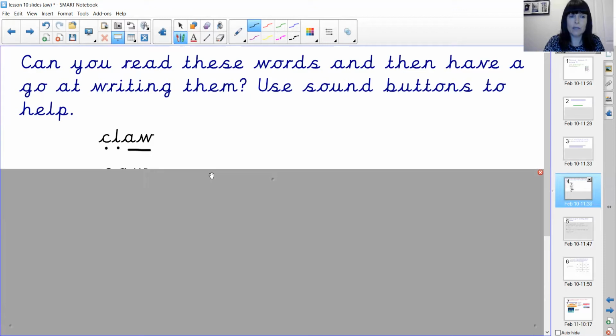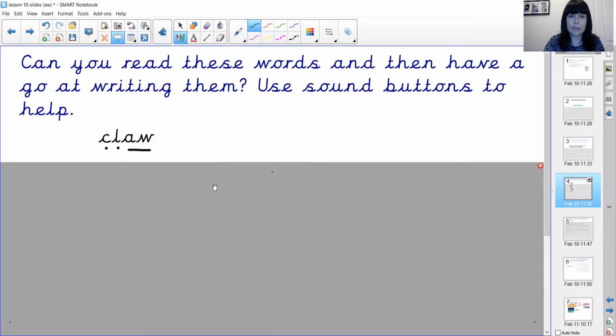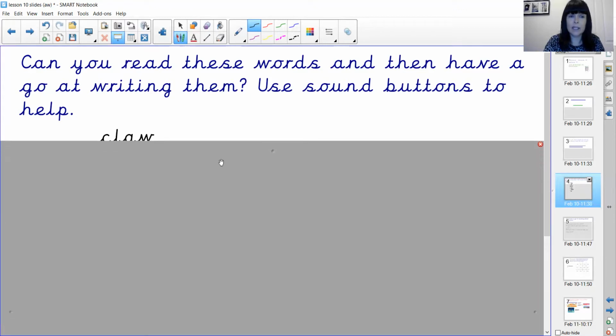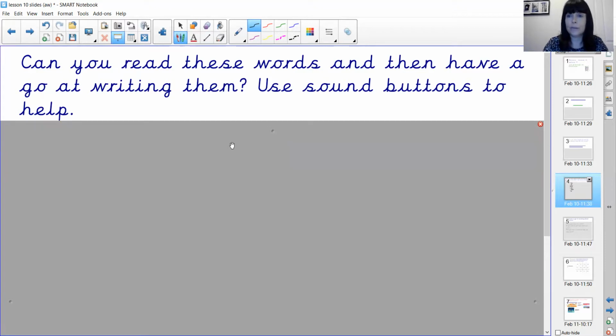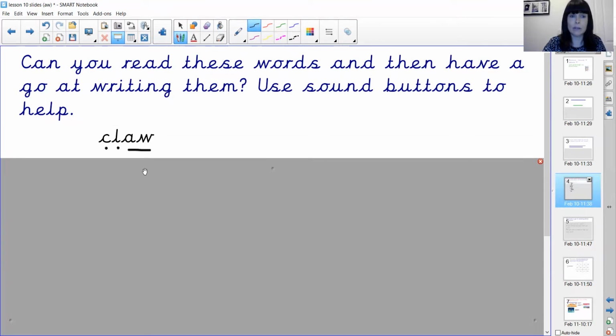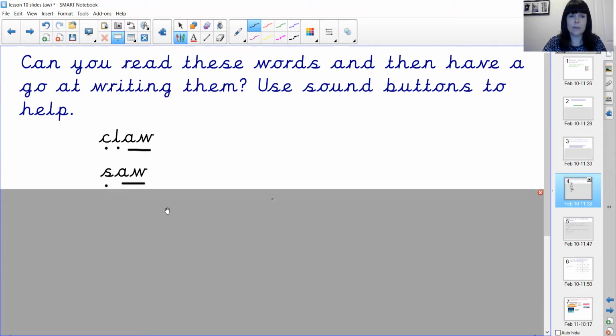So your first word to write down on a piece of paper or a whiteboard is claw. Pause the video if you need to and write the word claw. Okay, you might have been able to add the sound buttons as well to check that you were happy with how you've written that. Always go back and check your work, and the sound buttons really help us to do that.